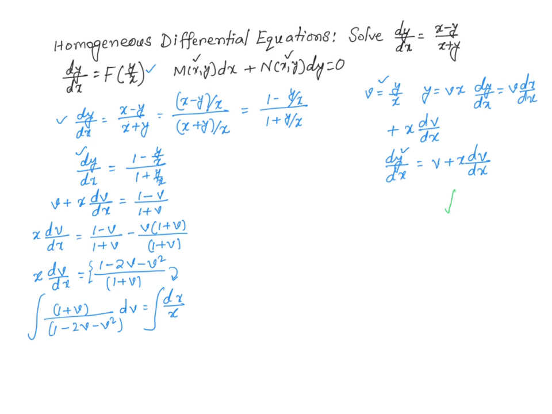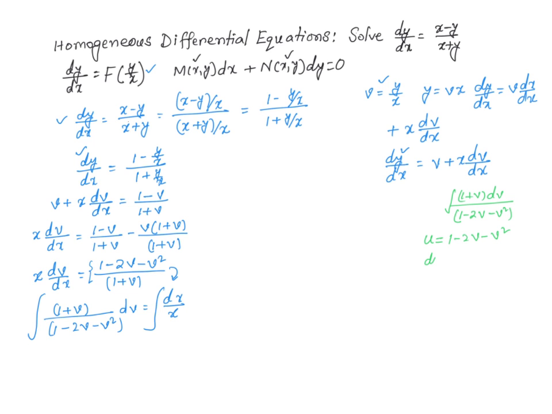Integral of (1 plus v) dv over 1 minus 2v minus v squared. And let's make it just substitution. Let's say u is equal to 1 minus 2v minus v squared.